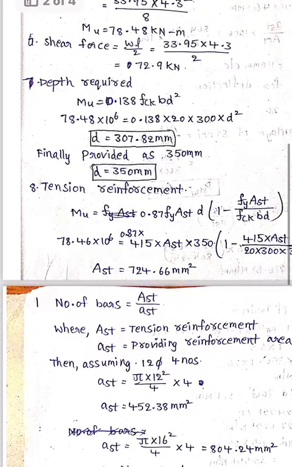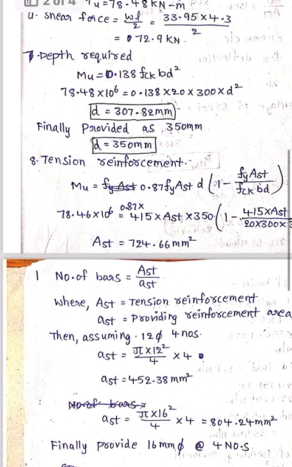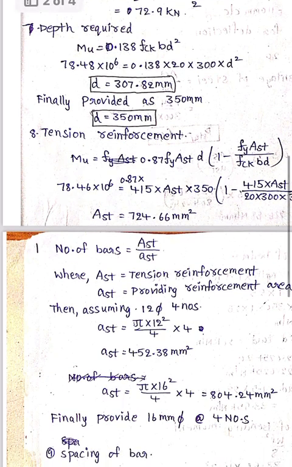And the main important thing is the depth of the beam. Depth of beam is determined according to the IS code, that is Mu is equal to 0.138 FCK into BD square. In that way we have determined the depth D. The answer is 307.82 mm. Finally, the provided depth is 350. Why? Because we have to take constant values of both of them.